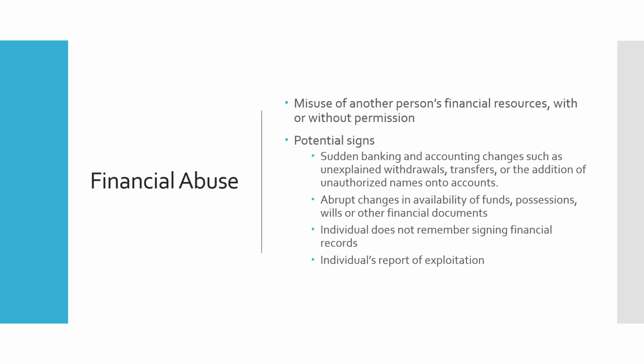Financial abuse is misuse of another person's financial resources with or without their permission. Some of the potential signs that you may see are sudden bank and account changes, abrupt changes in availability of funds, individuals that don't remember signing financial records, or individual reports of exploitation. Some examples might include stealing, forging checks, promising to pay bills for a person but then keeping the money for themselves, and maybe even falsifying wills or financial records.